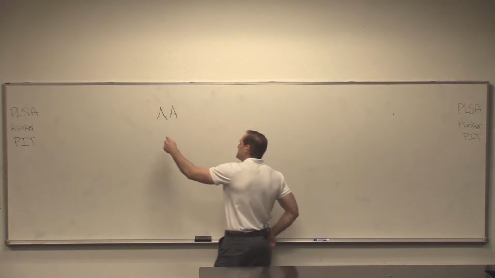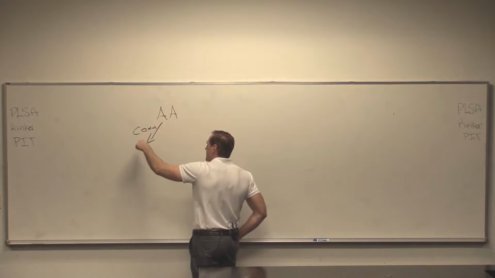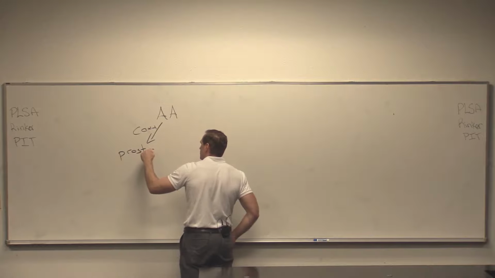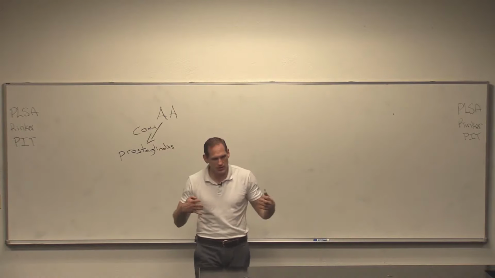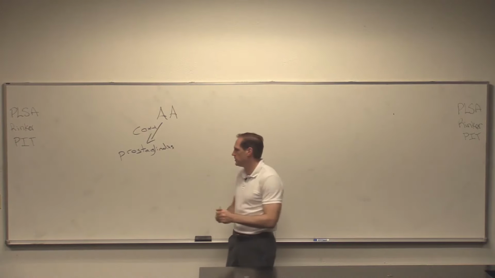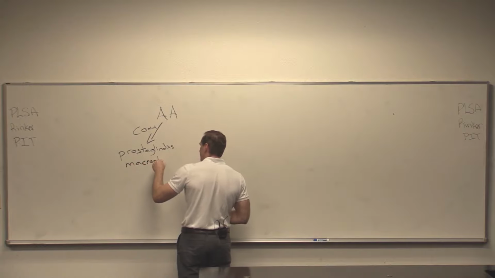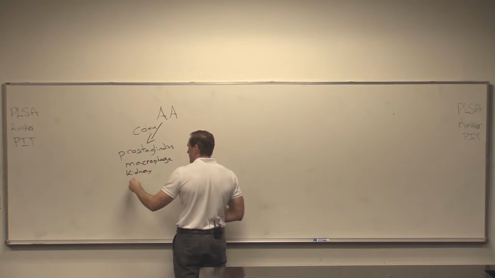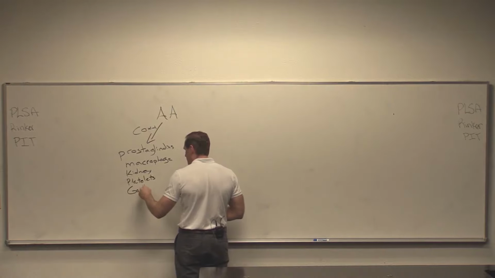So cyclooxygenase turns arachidonic acid into a group of substances called prostaglandins. And these prostaglandins control a number of physiological functions, including macrophage function, kidneys, platelets, and gastric mucus.